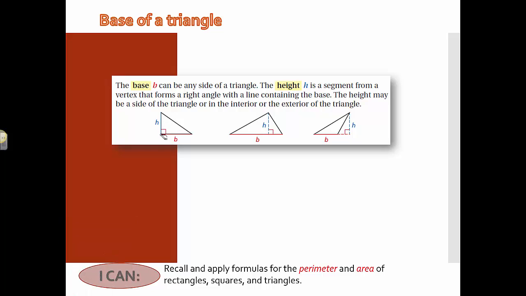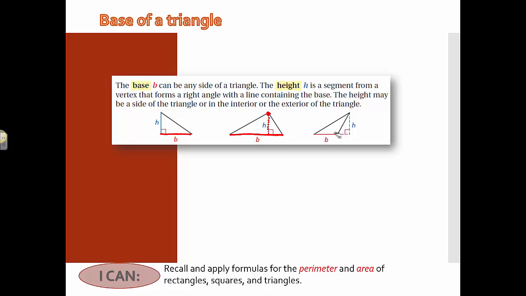So if we have this as a base here, and from this vertex straight down forms the right angle, then that means that's the height of the triangle. But if our base is now here, and here's the vertex going straight down perpendicular to the side, then that would be the height of the triangle.